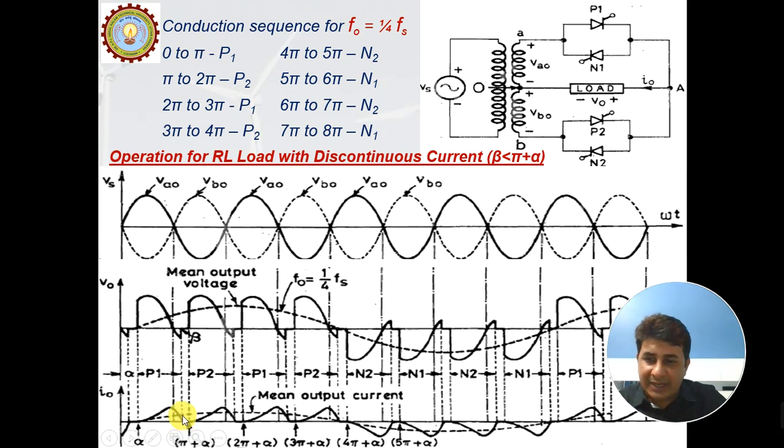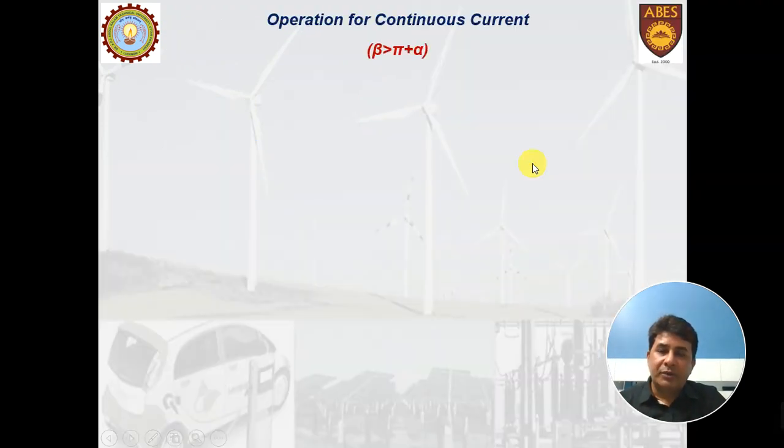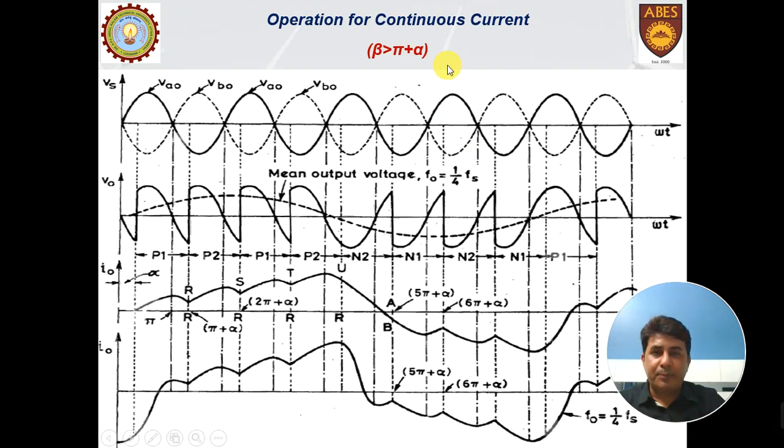If you wish that the current remains continuous, then you can make the value of pi plus alpha equal to beta, or you can make beta greater than pi plus alpha. So let us see what will be the case if beta is greater than pi plus alpha. In this case, during this time, the inductor will store the charge. Up till this point, this charge is not fully released, but the next thyristor is fired. So it will again start charging. So this will happen like this, and you will see the output current has become continuous.